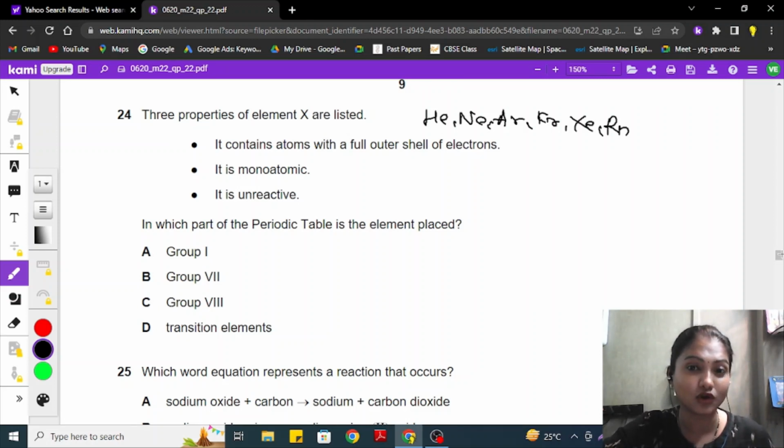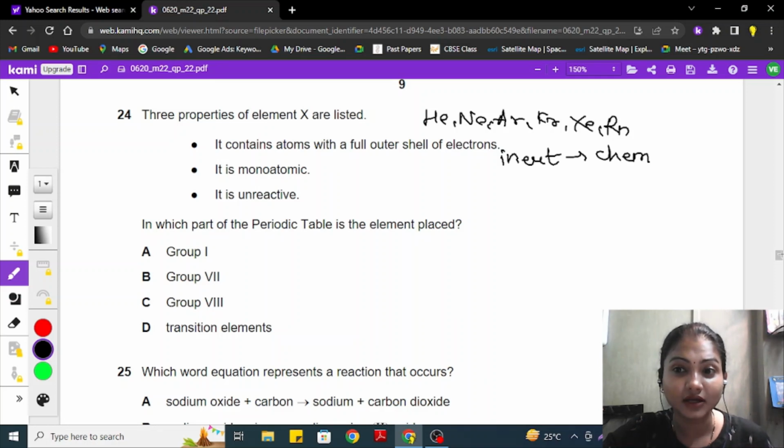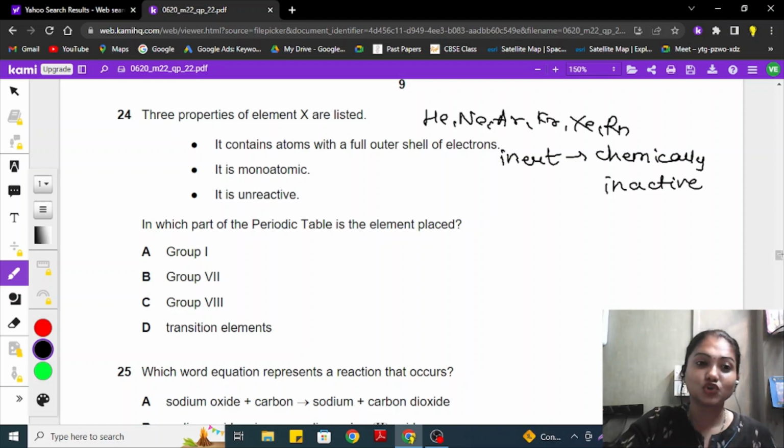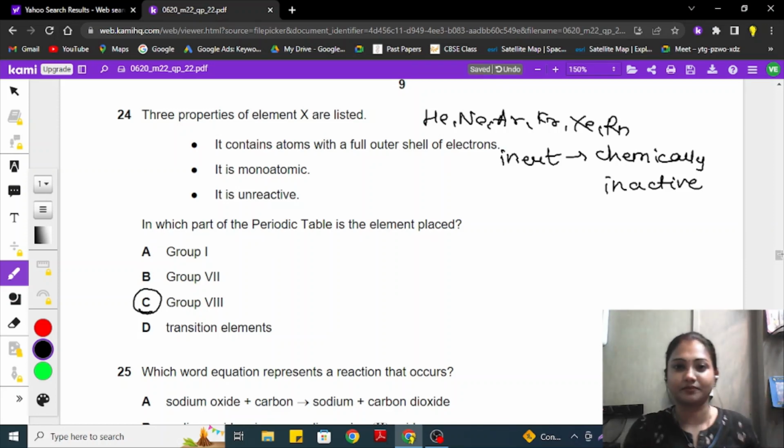They are not like oxygen or nitrogen, which exist as diatomic, or like ozone, which is triatomic, or polyatomic like sulfur. It is unreactive. Yes, they are inert elements. They are chemically inactive at normal conditions. Always remember, inert elements are chemically inactive. So, in which part of the periodic table is this element placed? They are basically in the P block, but they ask about the groups. So, definitely it's group 8. Okay, the last, the zero group.